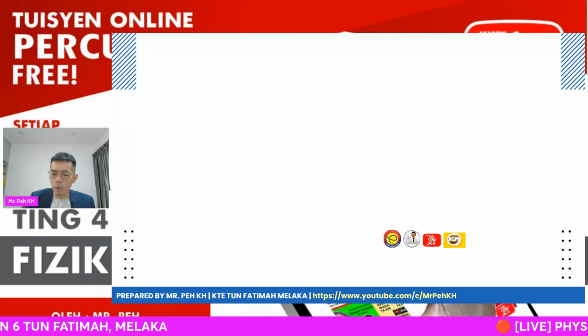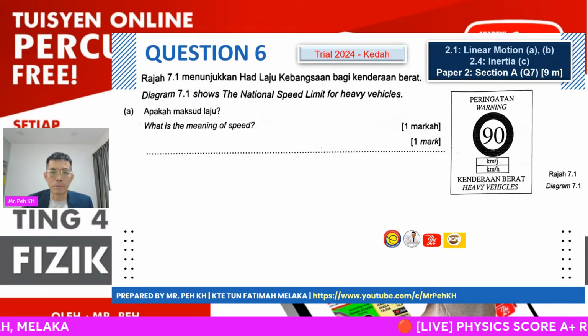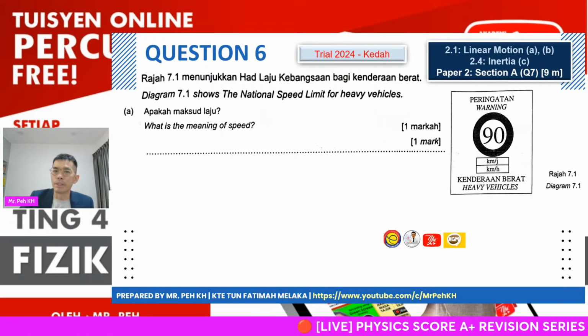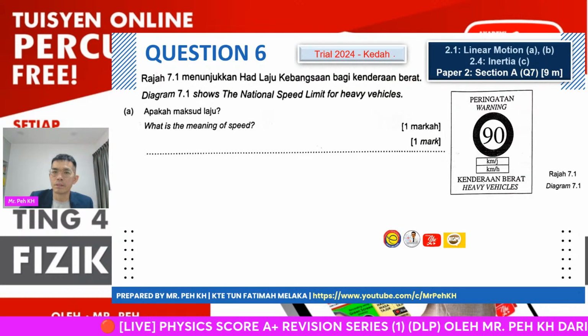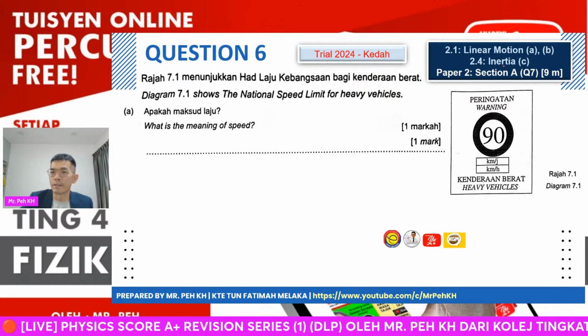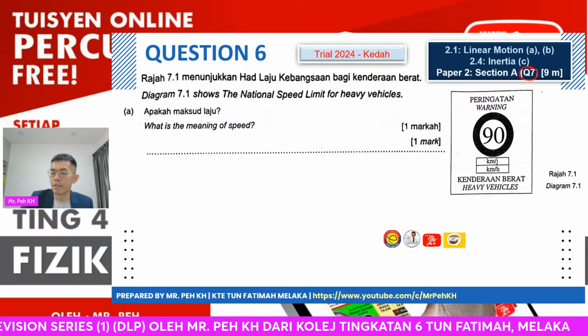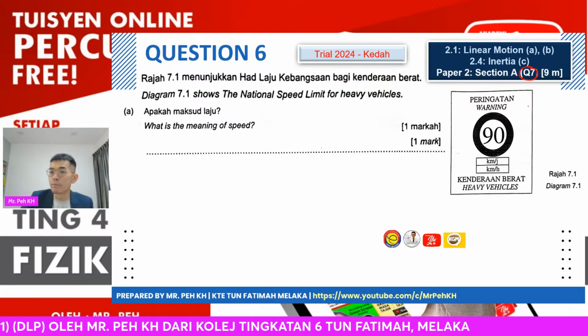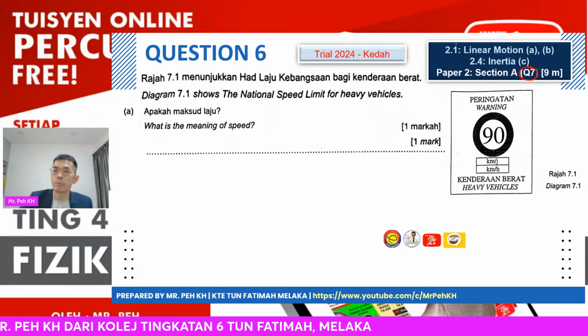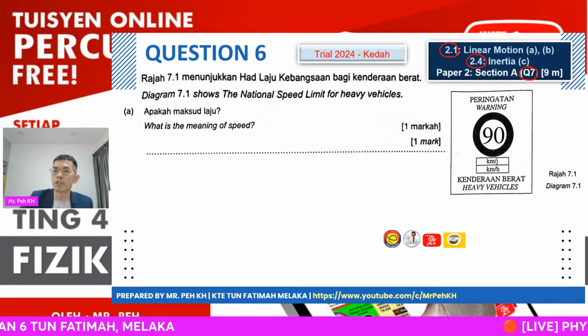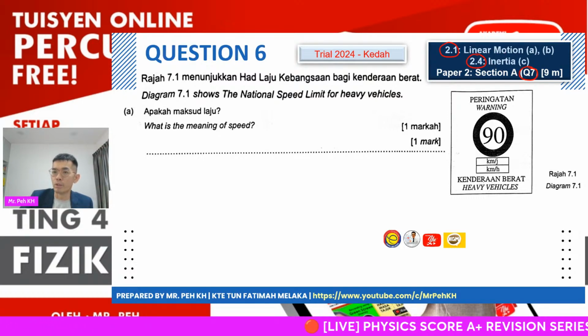Okay, so welcome back everyone. Let us continue with question number 6. Question number 6 will be the question from Kedah. And the type of question we are going to discuss here will be question number 7, which will be the decision making question. The subtopics we are going to discuss here are related to subtopic 2.1 linear motion and 2.4 inertia.